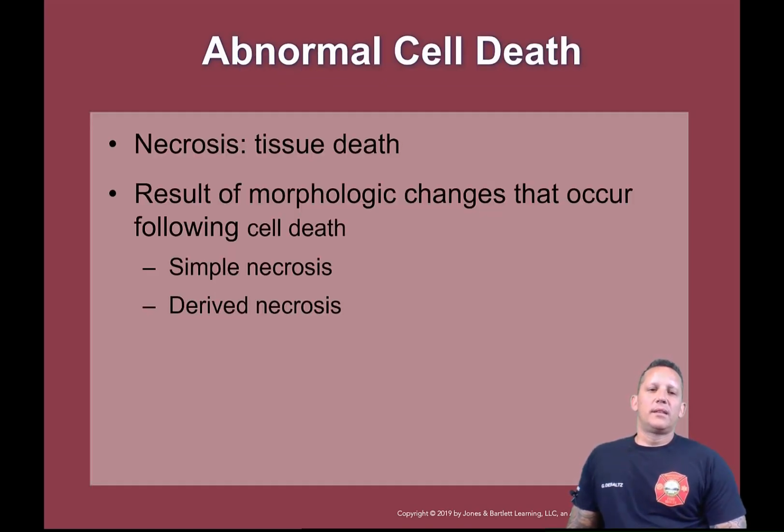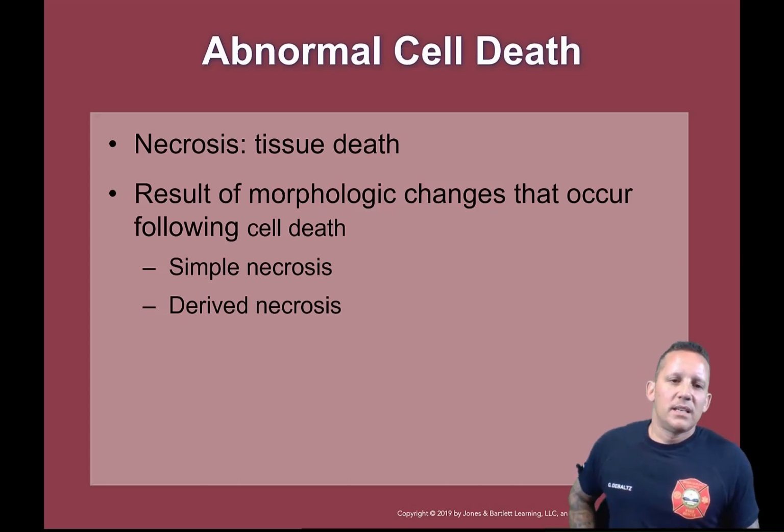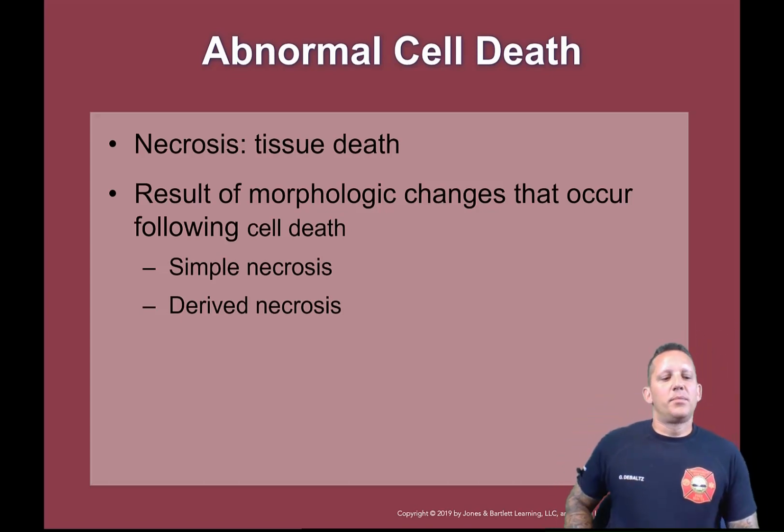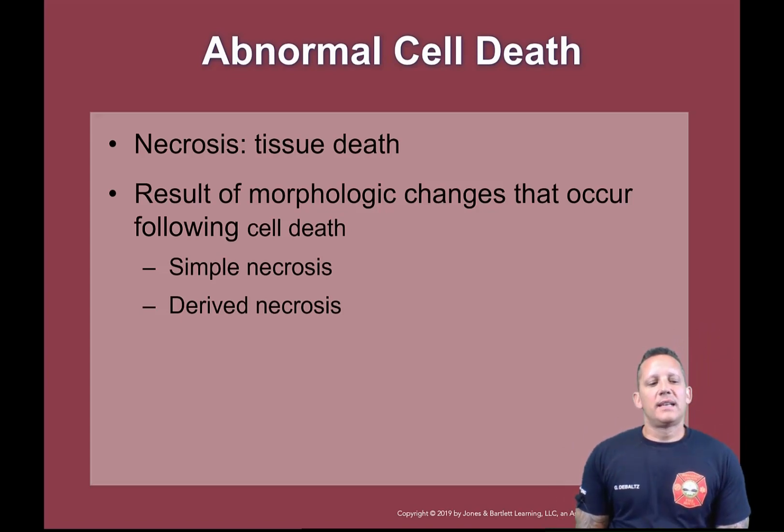Necrosis is tissue death. It is a morphologic change that occurs following cellular death. Simple necrosis is just the actual term for noted cellular death in plant or animal material. Derived necrosis is a little bit more complex. There's a couple of different forms of that. There's caseation, which is a tissue that when it dies kind of looks more like cheese. This is usually something that's been derived from an infection like tuberculosis.